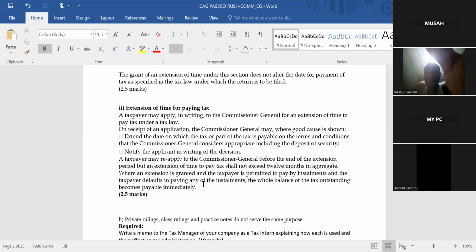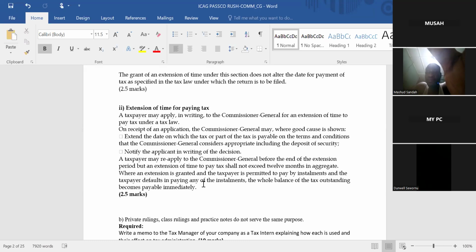And all these requests must always be in what? In writing. So the extension date on which the tax or part of the tax is payable on the returns is subject to terms and conditions that the Commissioner General may consider appropriate, including what? You have to deposit a security. Now, when the Commissioner General makes a decision whether to grant you that extension of time to pay, the Commissioner General will also write to you, notifying the applicant in writing of the decision.